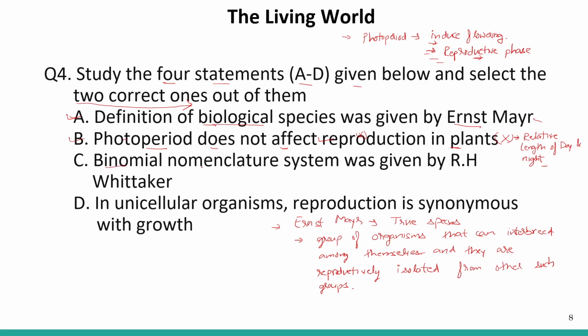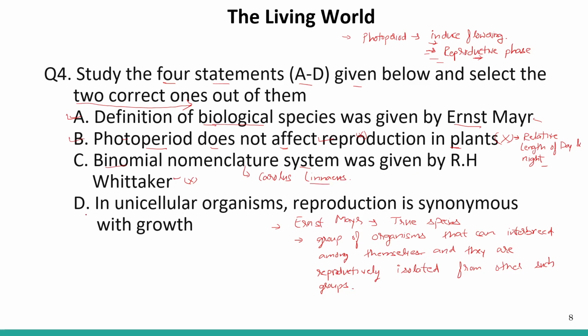The next is, binomial nomenclature system was given by Whittaker. Okay, which is wrong. Binomial nomenclature was given by Carolus Linnaeus. Whittaker gave the five kingdom classification.